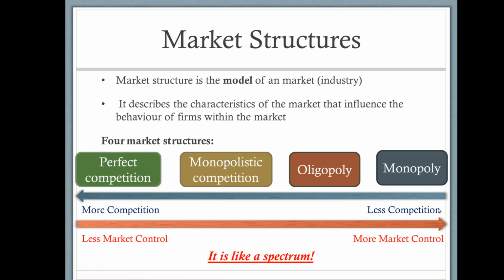Okay, so now we are going to make another extreme case. Monopoly, there's no competition at all, and you have almost 100% market control. So that's what we call a monopoly. From both of them, we know what kind of market structure a monopolistic competition is, and what kind of market structure an oligopoly is. All right, so let's go to monopoly.